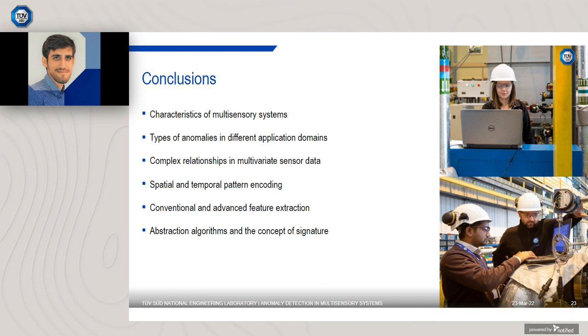We talked about complex relationships in multivariate time series data and multi-sensor data, and the necessity to extract this information in a fully automated manner with the use of transformation techniques, abstraction algorithms, and so on. We talked about different methods to deal with the spatial and temporal patterns. We compared conventional and advanced feature extraction with their limitations and their advantages, and also at the end we showed some examples of signatures in the system to extract multi-level information from both temporal and spatial domains.